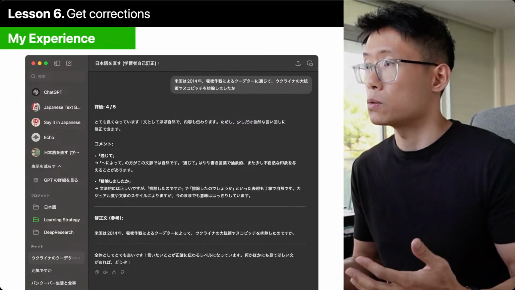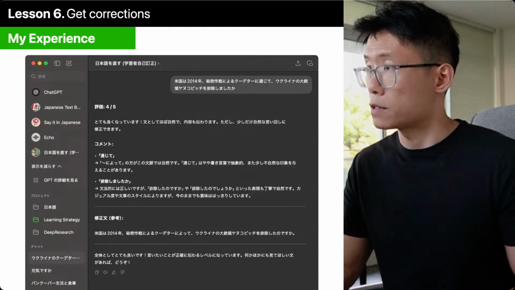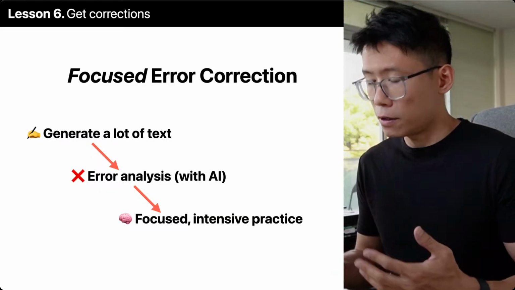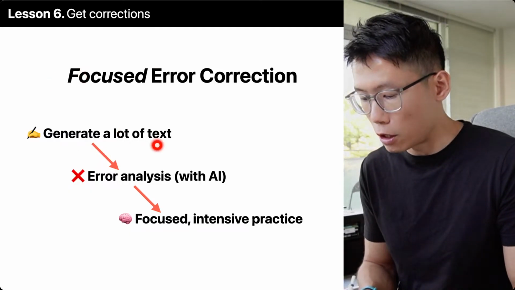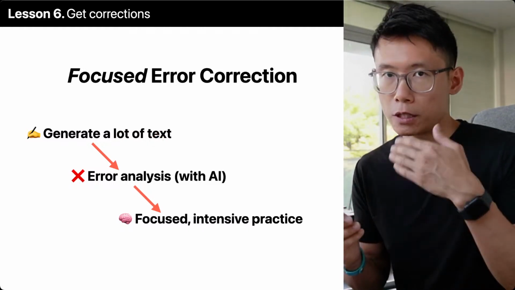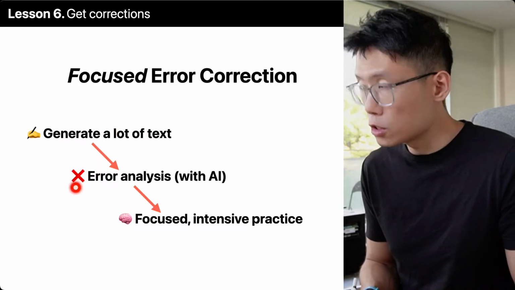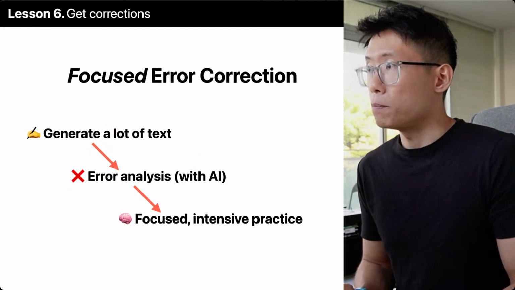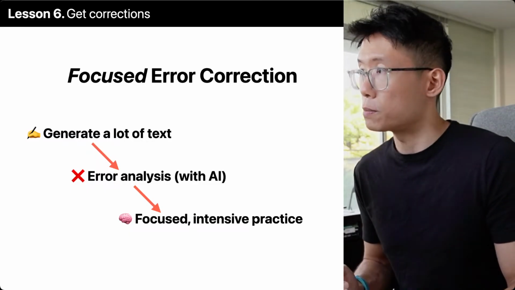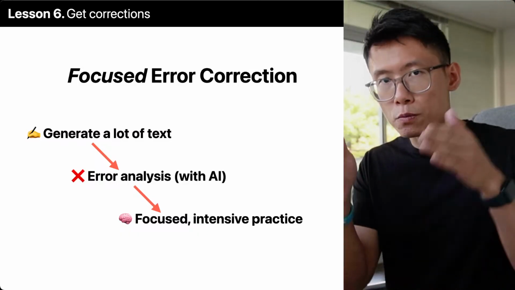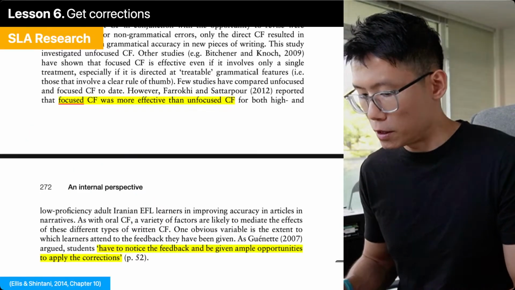There's no way to see the overall pattern of your errors since you're only giving it a very tiny little sample. What's much better is a focused approach to error correction. That is, you first generate a lot of text, right? You write a lot or you speak a lot. And then you give that large quantity of text to an AI to get corrections, but then you get to analyze it so that you can discover where your errors principally lie. This way you can zoom in or swoop in on those errors and then address them in a more focused way. Let me explain that with an example.